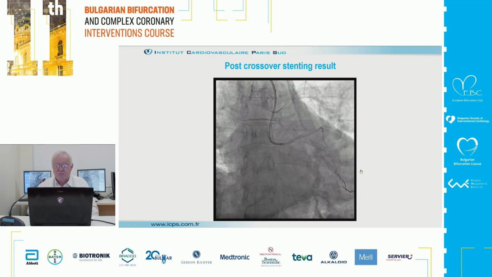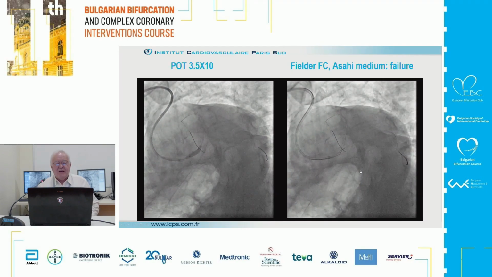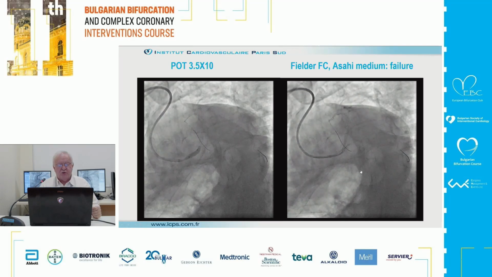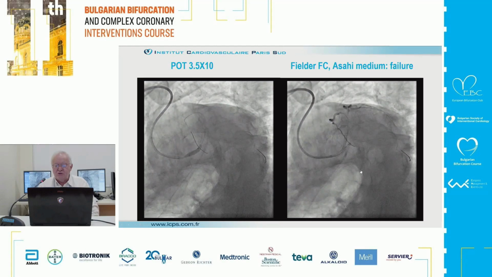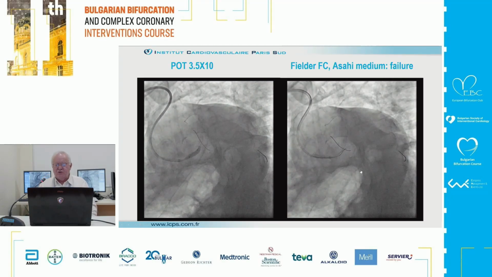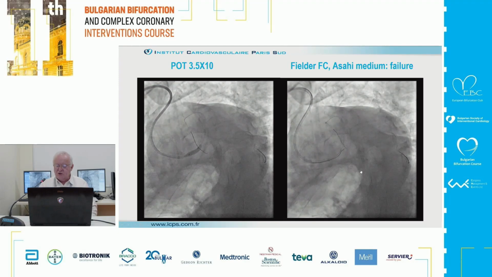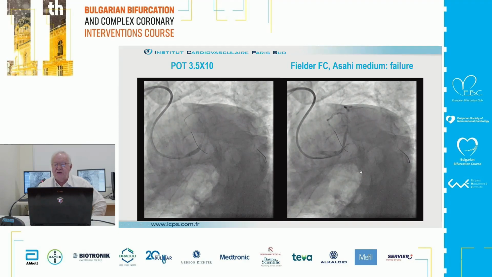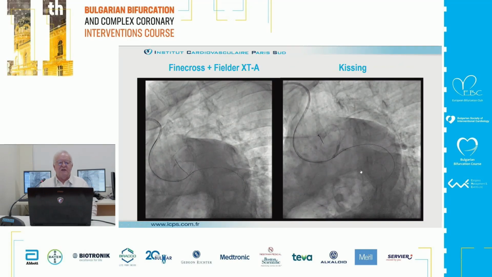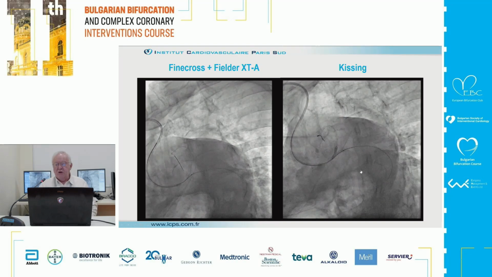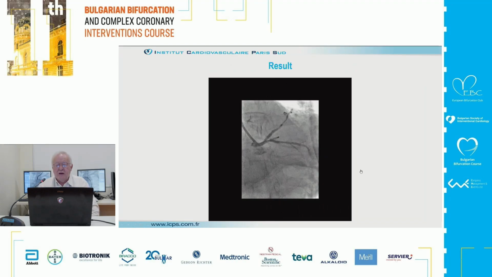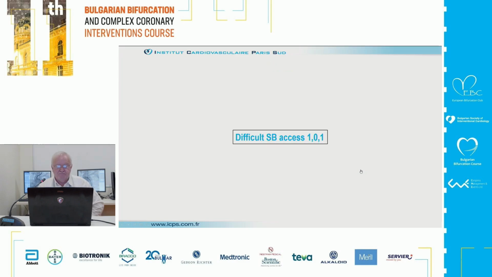Two of my colleagues, I was not proud, and they were also not happy. And to save that, they did a POT to open more the left main, which was not done during the stenting. And after that, you see on the right that there is some contrast going to the circumflex, which was not crossed with FC, SI medium, but was crossed quite easily with Fielder HT. So after that, it was kissed, and this is the result. So it took 20 minutes to have a good result in this case, but the lady was very well.